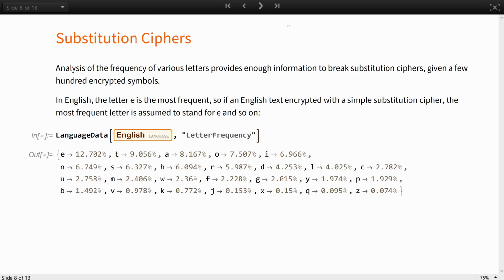The analysis of frequency of various letters provides enough information to break substitution ciphers, given a few hundred encrypted symbols. The records of this technique date back to the 9th century. In English, the letter E is the most frequent, so if an English text is encrypted with a simple substitution cipher, the most frequent letter is assumed to stand for E, and so on, until parts of the ciphertext become readable as more and more letters are guessed.